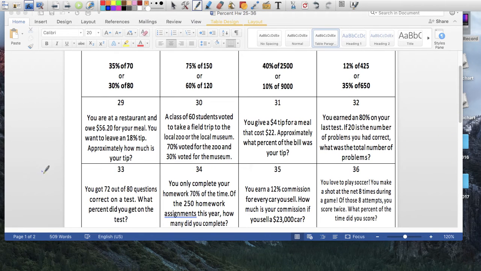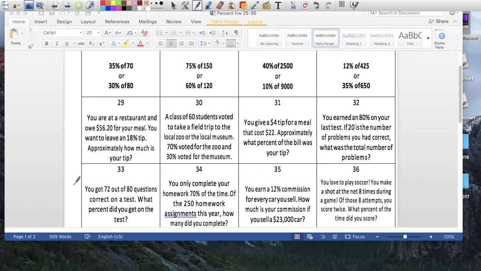Number 33. You got 72. What percent? Oh, so this one's different. There were 72 correct answers out of 80. What percent did you get? Let's divide this by 4. 72 divided by 4, I think it works, is 18. And 80 divided by 4 is 20. So this 72 over 80 is now simplified to 18 over 20. There's a relationship, times 5, and I'm going to go 18 times 5, which is 90. That gives you a 90%. Not bad.